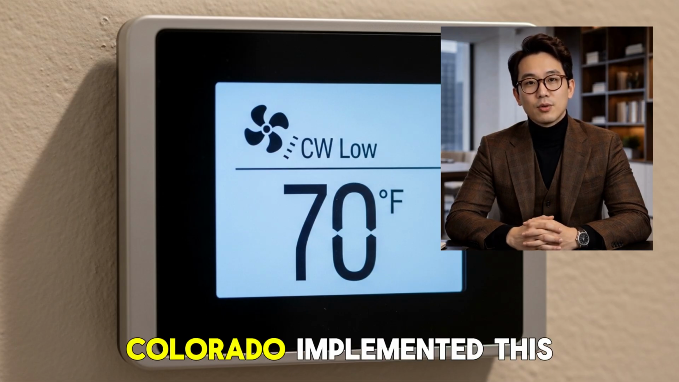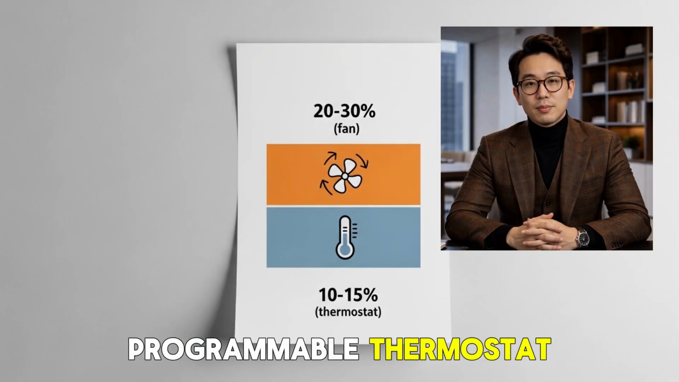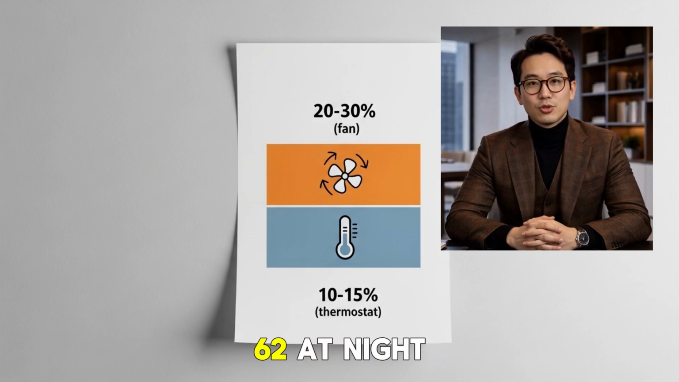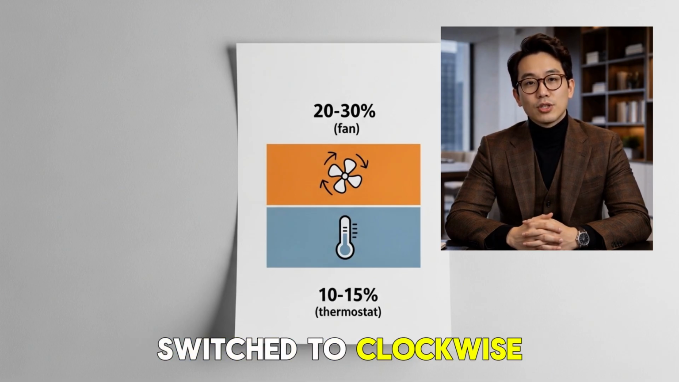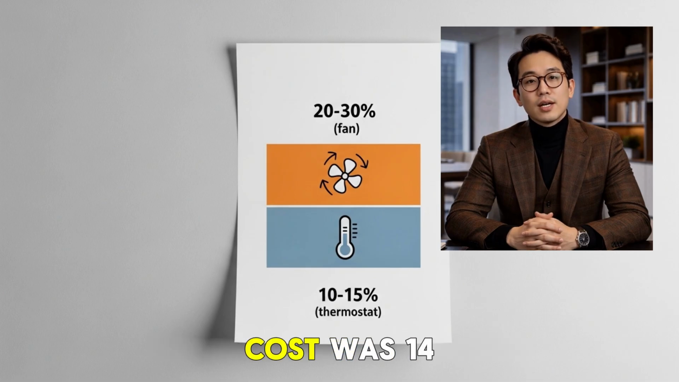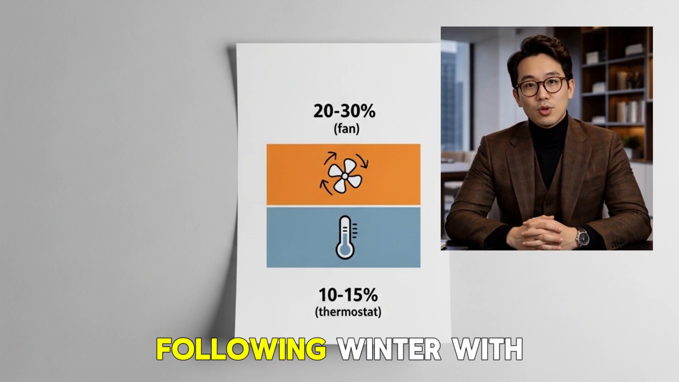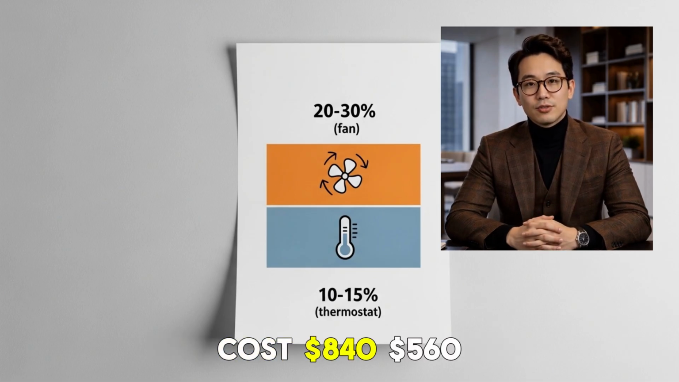A family in Colorado implemented this strategy. Programmable thermostat set to 68 during day and 62 at night. 5 ceiling fans switched to clockwise winter operation. Previous winter heating cost was $1,400. Following winter with changes implemented cost $840, $560 saved in one season.